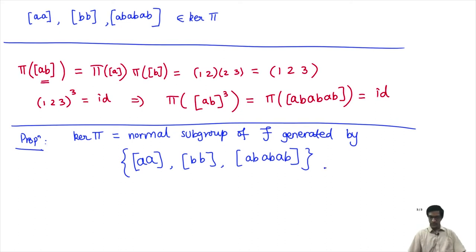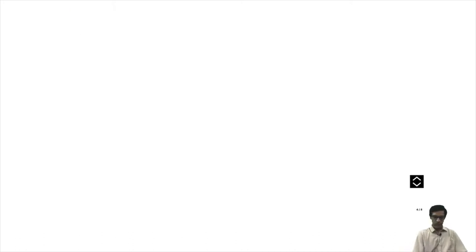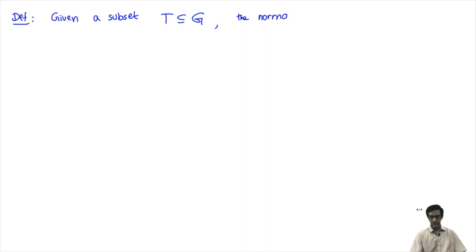Okay, so what is the terminology normal subgroup generated by something mean? That just means you take the smallest normal subgroup of the ambient group which contains the given subset. So this is just sort of the obvious definition. So definition, given a subset T of a group G, the normal subgroup generated by T is just the intersection of all normal subgroups.